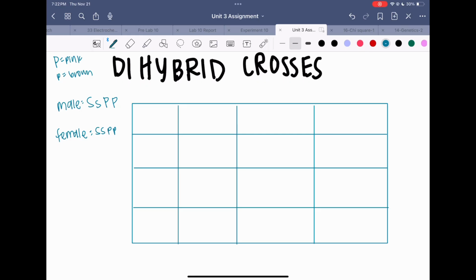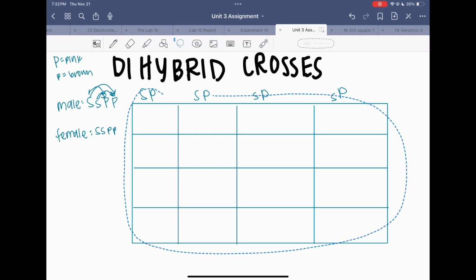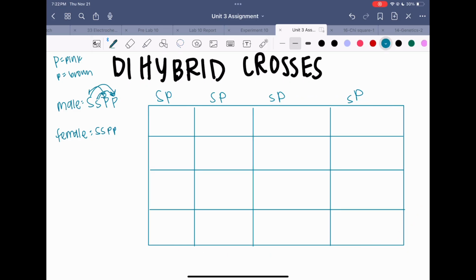So how we're going to do this is match one of the first traits with the second one. So we're going to have big S, big P, then we're going to go here again, big S, big P, and then this S to this P, and again that S to that P. And then down here on the other side, all of these are going to be the same because the mom holds the recessive genes for both of these. So sP, sP, sP, sP.